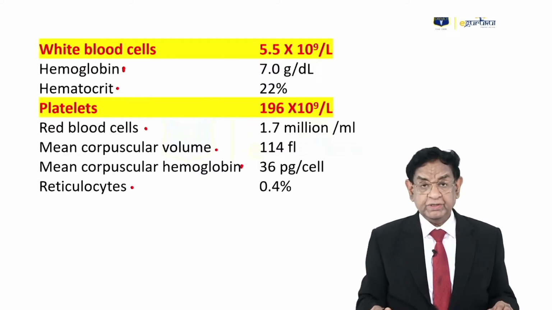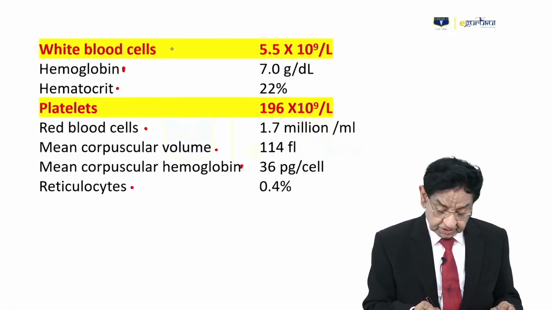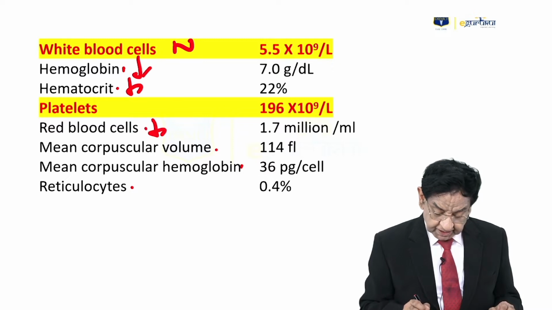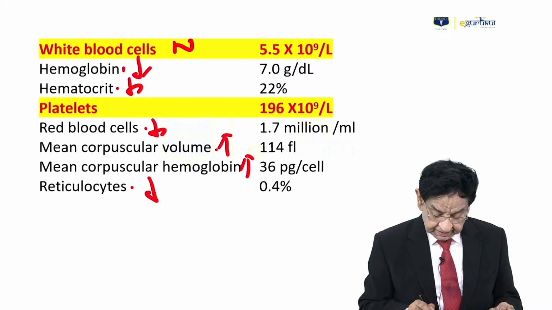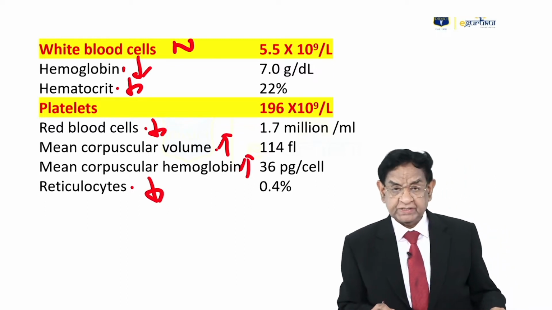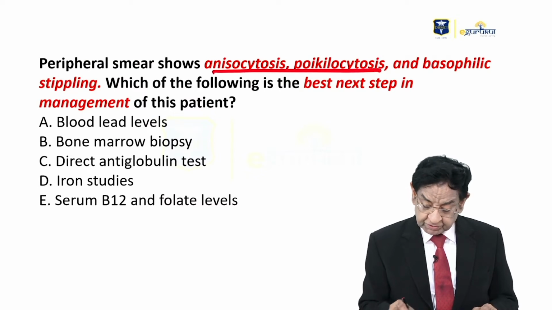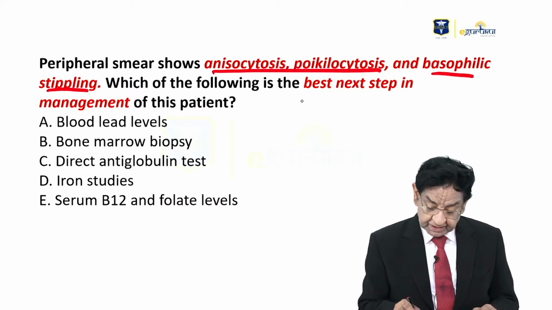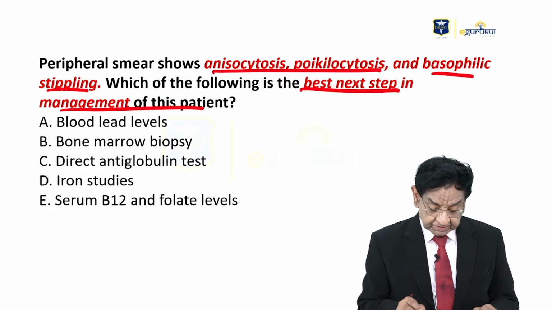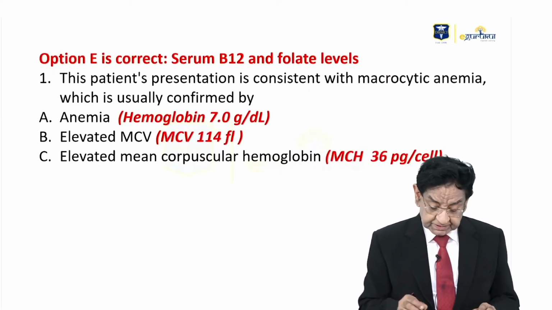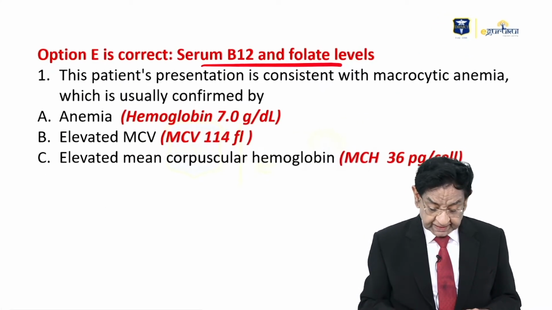When you look into the blood report, it is normal. Hb is reduced, hematocrit reduced, RBC count reduced, MCV is increased, MCH is increased, reticulocyte count is reduced. Peripheral smear shows anisocytosis, poikilocytosis, and basophilic stippling. The next step in the management of the patient is serum B12 and folate level.